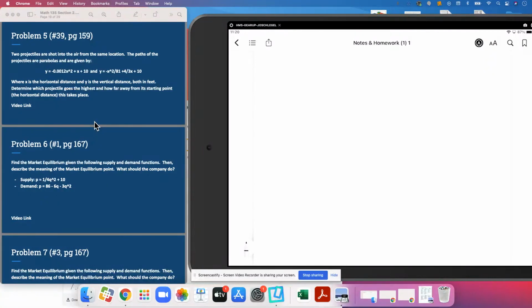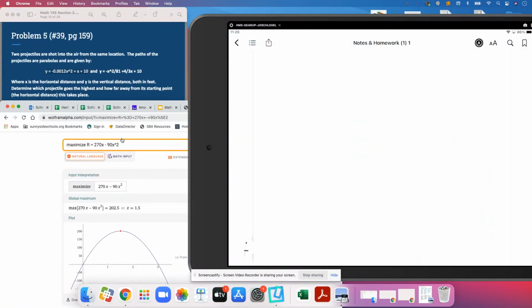So here for number 5, we have two projectiles shot into the air from the same location. Their paths are parabolas given by that function and that function, where x is the horizontal distance and y is the vertical distance. We are asked to determine which projectile goes the highest and how far away it is from the starting point, that's the horizontal distance we're talking about, when it reaches that height.